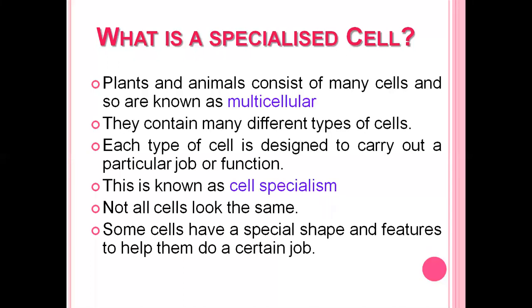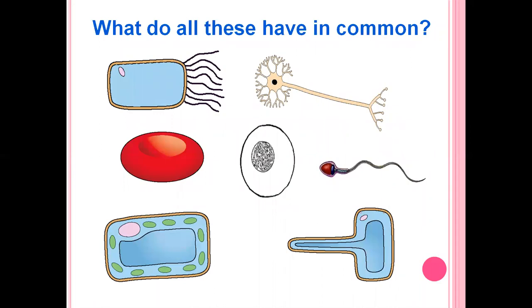Some cells have special shapes and features to help them do a certain job or a certain function. We will look at 7 examples of specialized cells in both plants and animals. Focus on how the structure of the cell relates to its function.